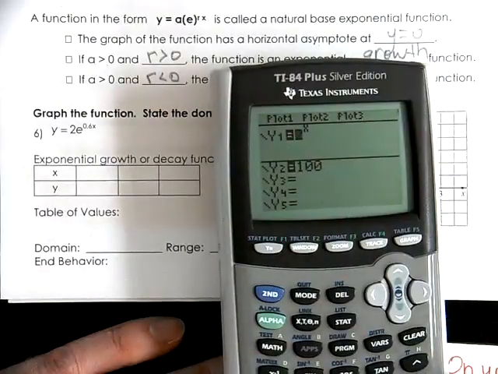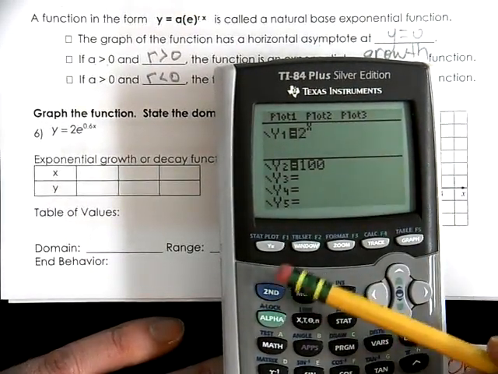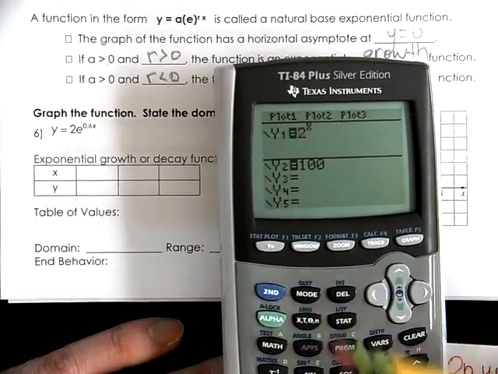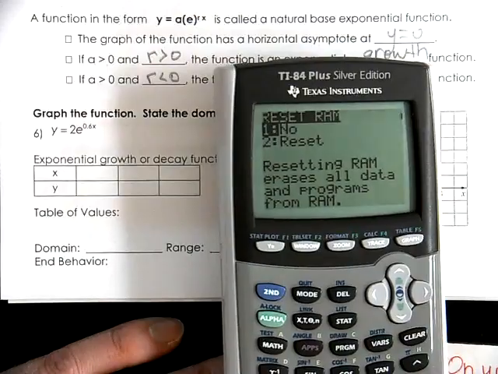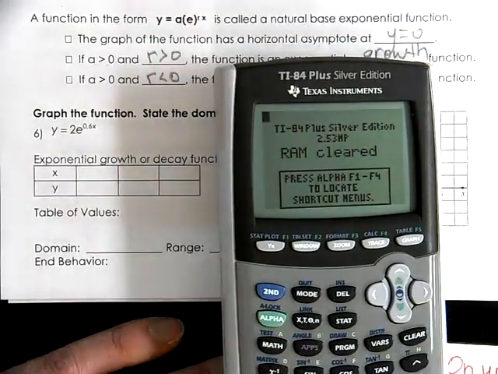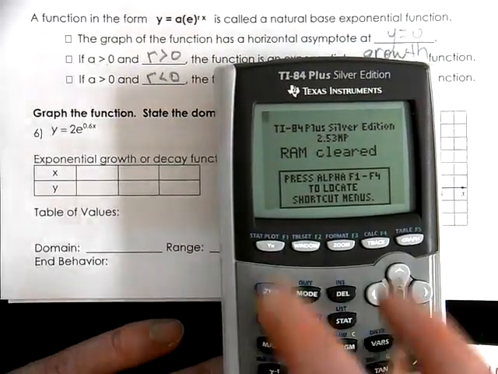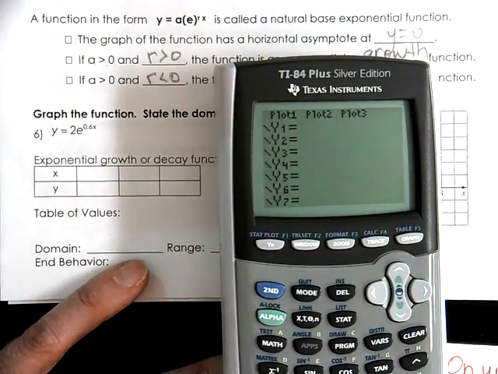So go to y equals. Now we've got things typed in. What I would suggest to do is hit second plus 712 to clear your calculator so we don't have anything getting in our way. Go back to y equals. Got a clean slate. We can type in this whole equation.